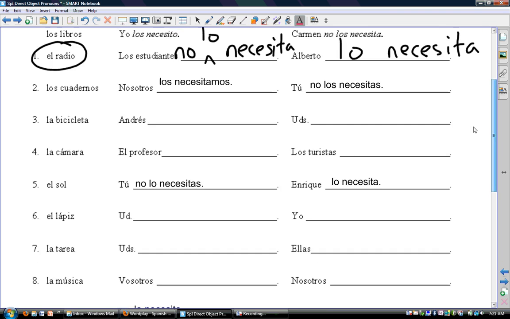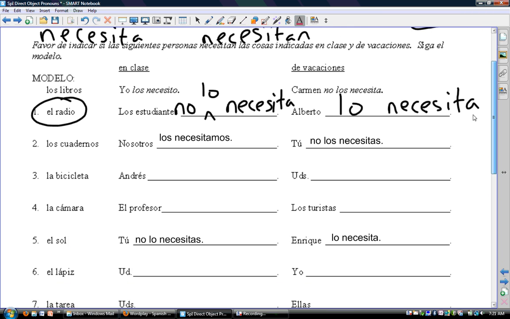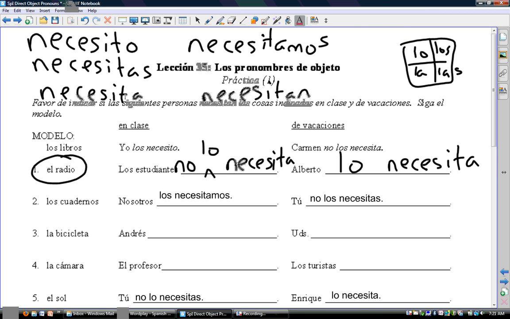If that still doesn't make sense, just skip over that. It's not super important. It was just designed to give you practice choosing the right endings for the people, something we've already talked about, and also choosing lo, la, los, las based on these words over here, and that basically was just looking at the first word.